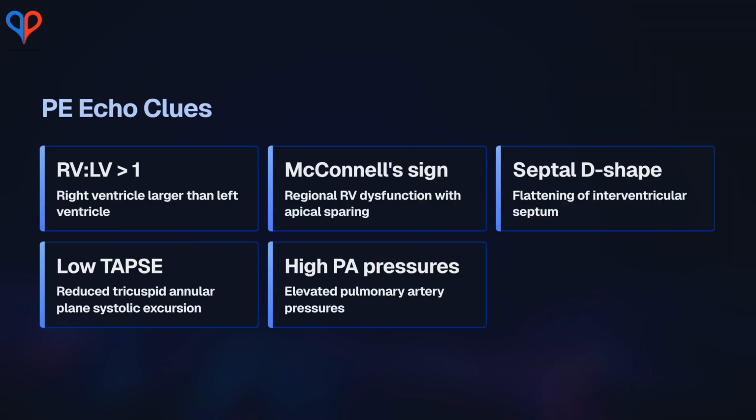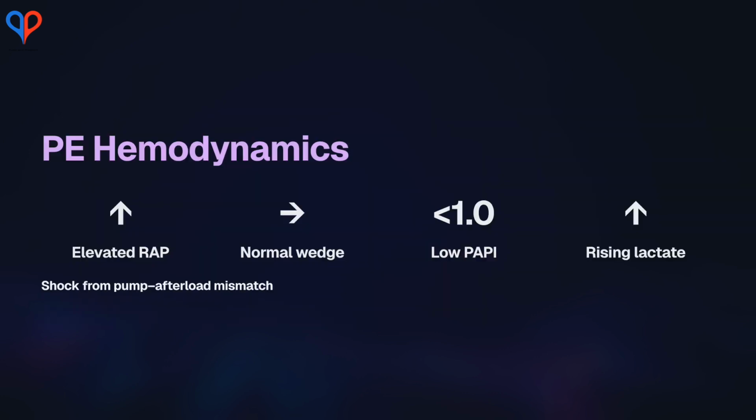Key echo findings in PE include RV dilation, an RV:LV ratio greater than 1, septal flattening, McConnell's sign, and elevated pulmonary artery pressures. TAPSE often decreases as RV ischemia develops. Hemodynamically, PE produces elevated right atrial pressure, normal wedge pressure, low PAPI, and rising lactate. The RV struggles against massive afterload, producing shock despite a structurally normal LV.